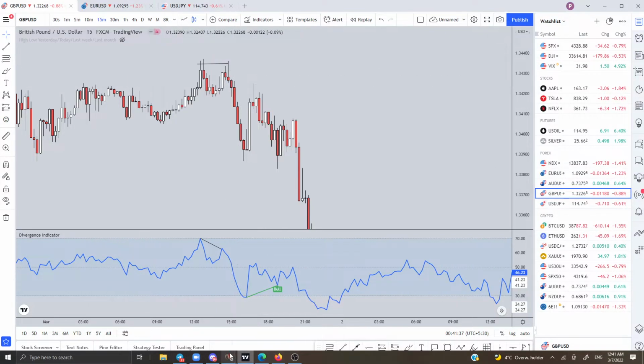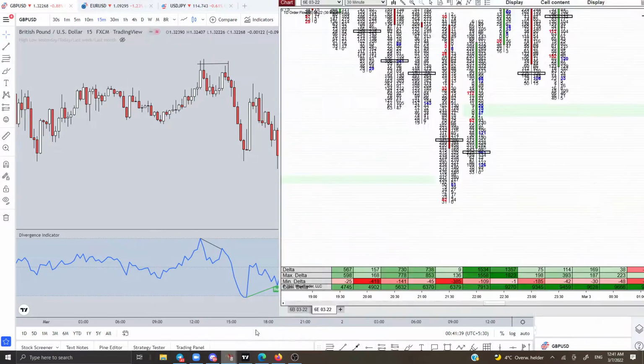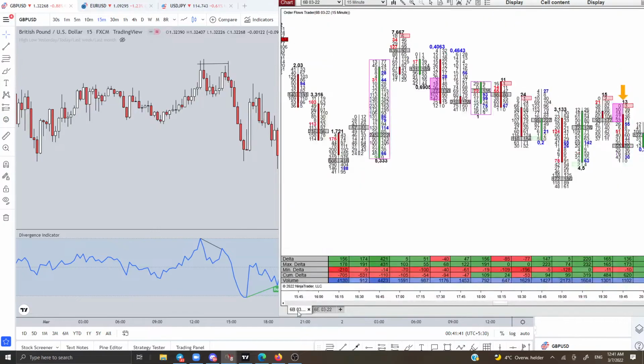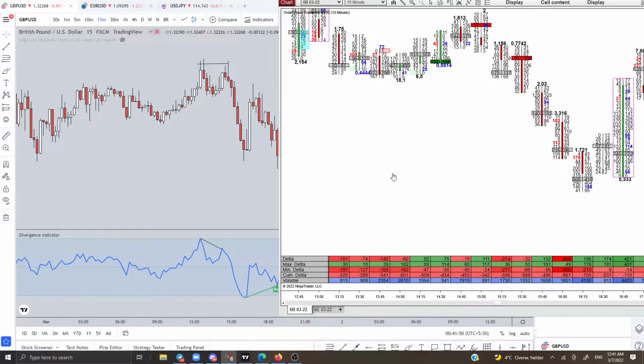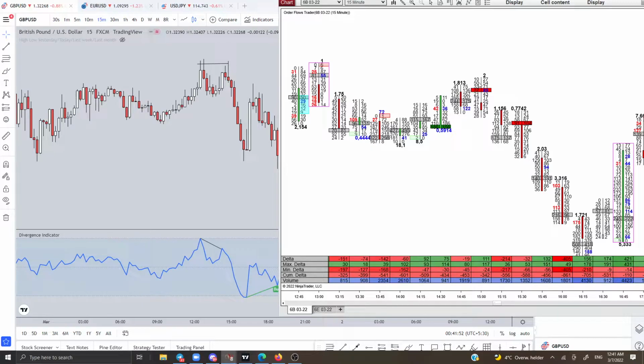Let's check GBPUSD, 6B. I'm looking at the day, which was the 1st of March. See that those are my two legs, first leg and second leg. On the first leg, I also have a bias trap. Look here, I have a bias trap.